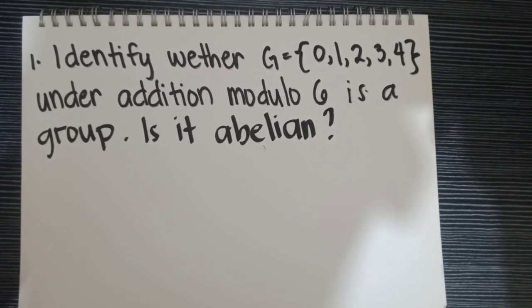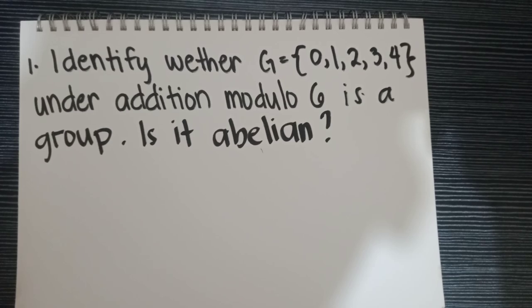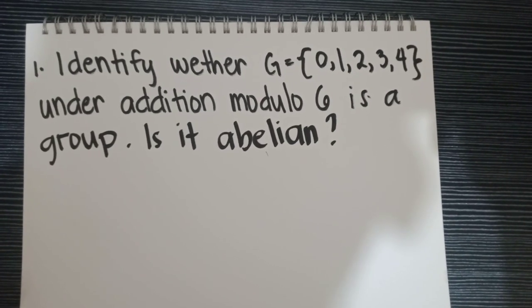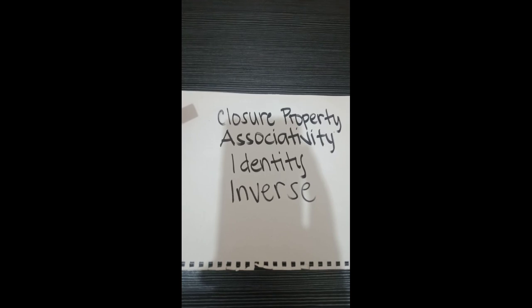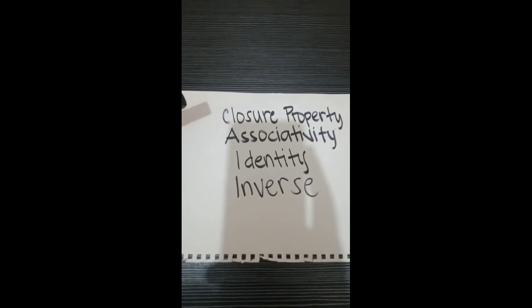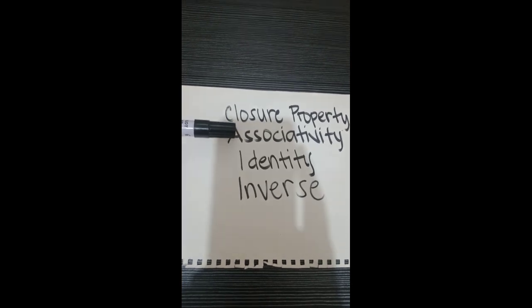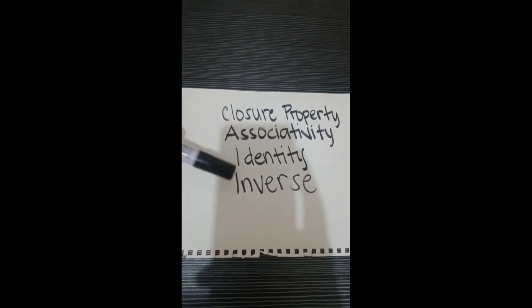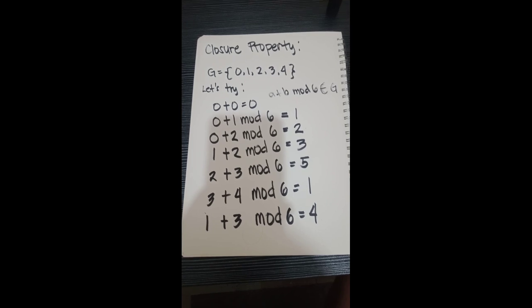Now, we're going to identify whether G = {0, 1, 2, 3, 4} under addition modulo 6 is a group. To determine whether G is a group, we must verify the following four group axioms: closure property, associativity, identity, and inverse. Now, let's proceed to the closure property.